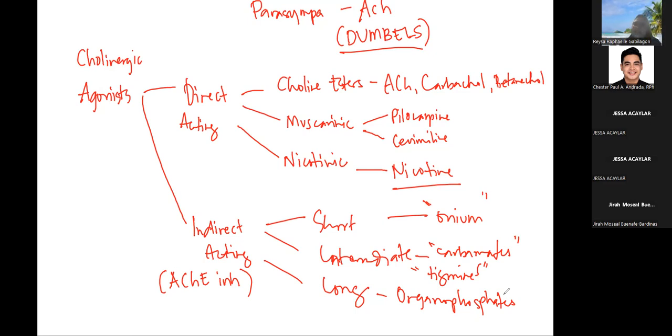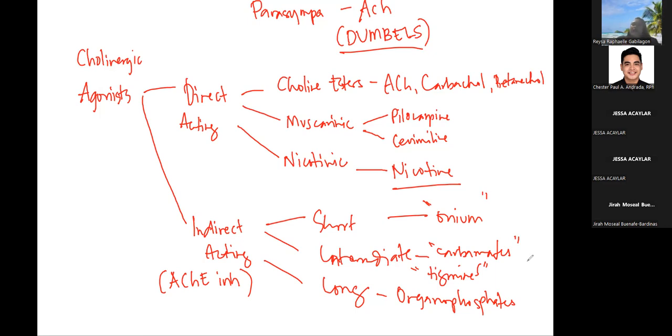Just think of the action as the dumbbells, and their uses are almost similar. Myasthenia gravis, for the indirect acting, just to increase the amount of acetylcholine in the body. The rest are used for glaucoma and urinary retention.